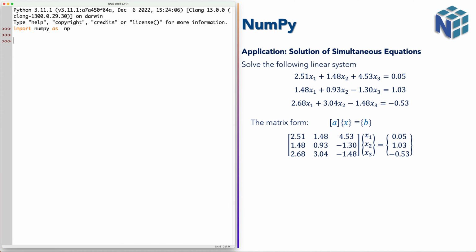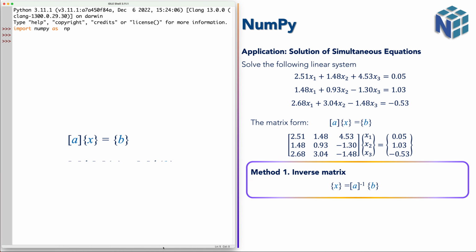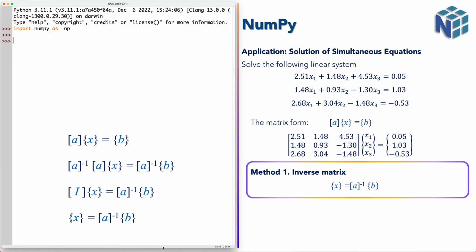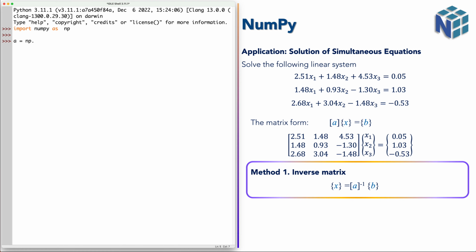Now we have two methods. The first method is using the inverse matrix. So here we multiplied the inverse matrix to the matrix form from the left. So it yielded the unknowns matrix equals to the inverse matrix multiplied by the absolute values vector.